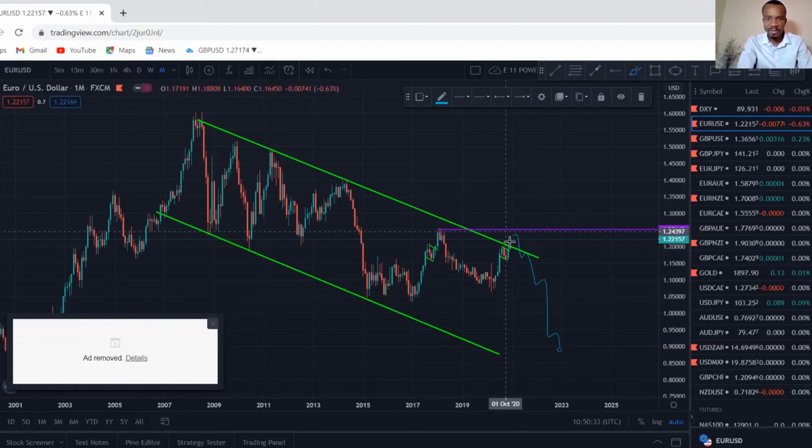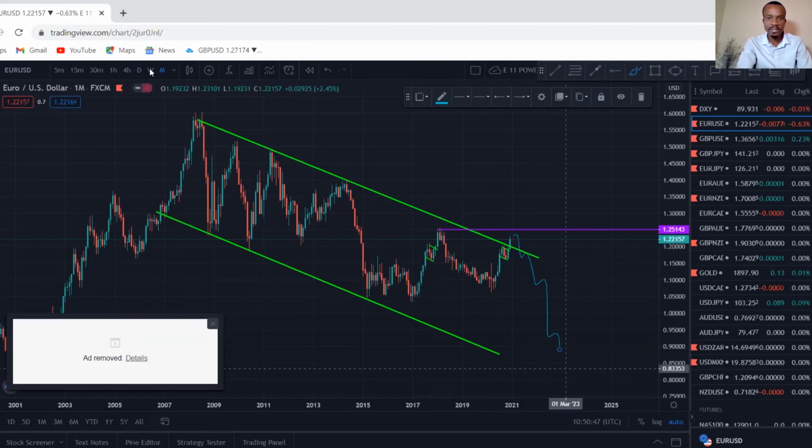We anticipate that this might be a fake breakout. Price might come and test this level and then break back in, form a head and shoulders, and then shoot down straight.